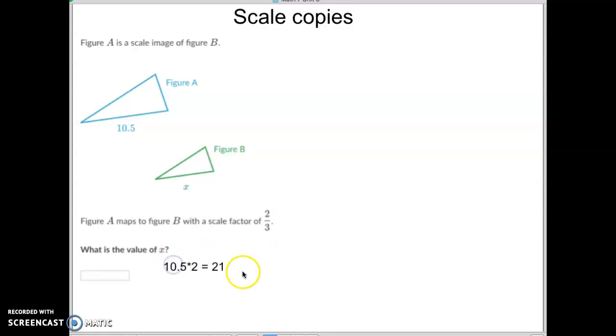So we're going to take our 10.5 times 2, which is 21, and then we'll take 21 divided by 3, which is 7. So our answer is 7, meaning x would equal 7, because it's 2/3 the size of this. It's smaller than that. Let's do one more.